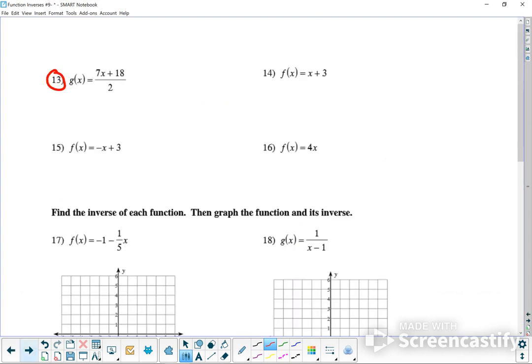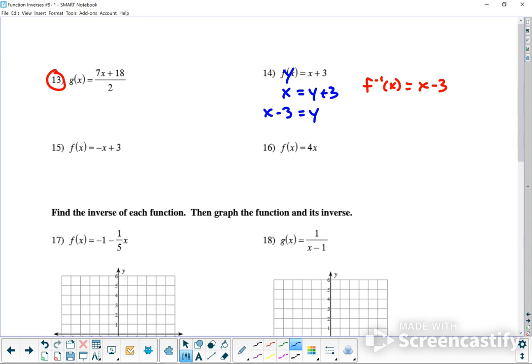13 we did. So 14. Call that y. Okay, swap x and y. So x equals y plus 3. Oh, this one's pretty quick. This one's going to end up being x minus 3 equals y. So that means that our f inverse is going to be x minus 3.